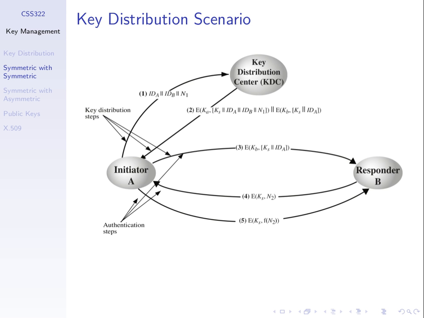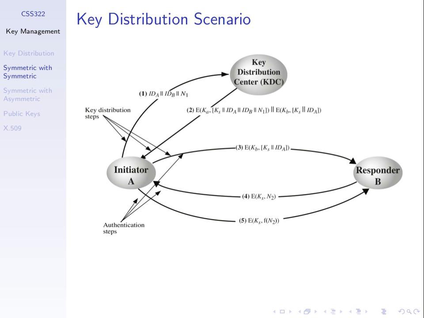User A sent a request: ID A, ID B, nonce N1. The response comes back: user A, ID B, nonce N1. If the two nonce values are the same, then it knows that this is a response to that previous request I just sent. And of course it's all encrypted so that an attacker cannot see that session key, because it's encrypted with KA.